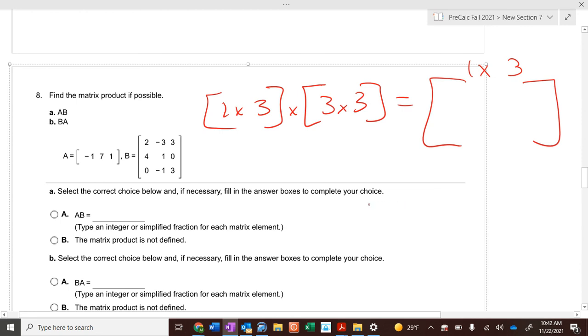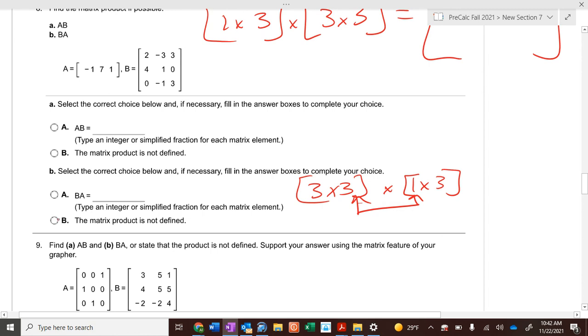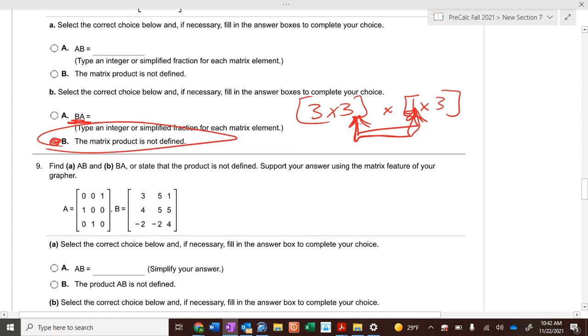But when you turn it around to do the B times A, a 3 by 3 times a 1 by 3, since these two don't match, 3 and 1, the matrix is not defined. Okay? The middle numbers, when you multiply them, have to match. So you put them in the order of this, 3 by 3, 1 by 3, and if the middle numbers do not match, you can't multiply them. Okay?